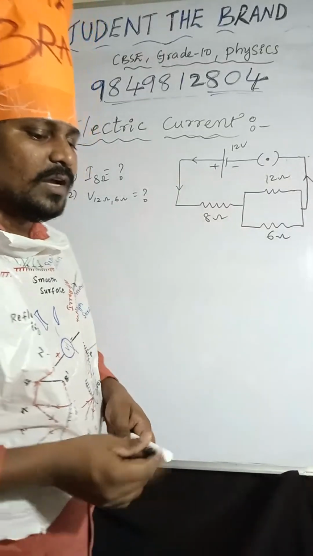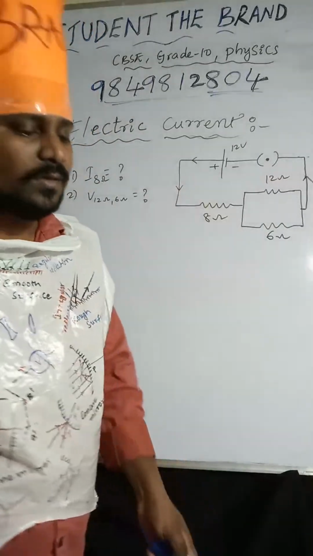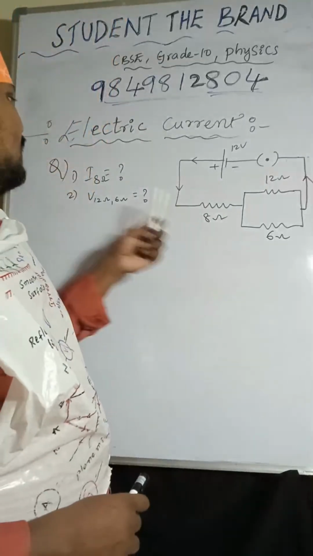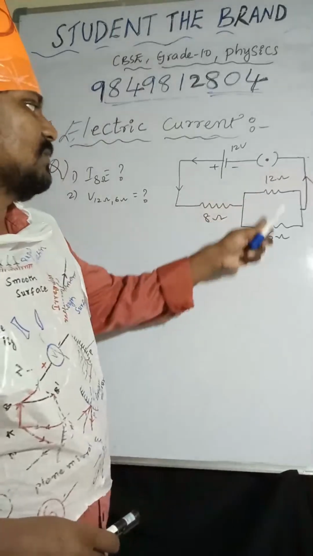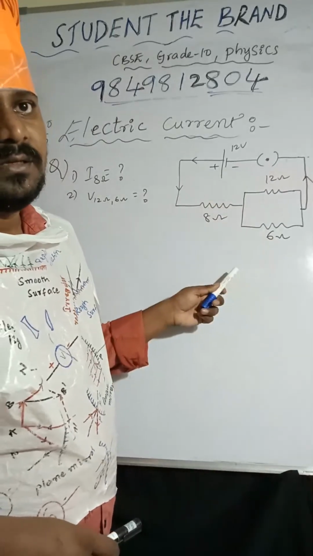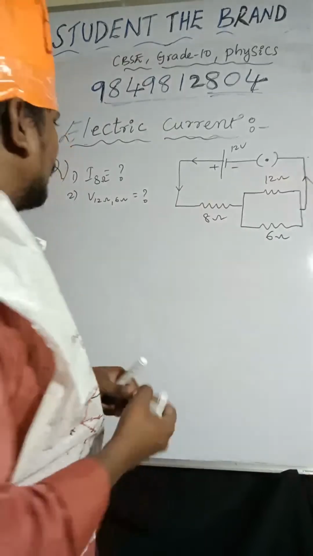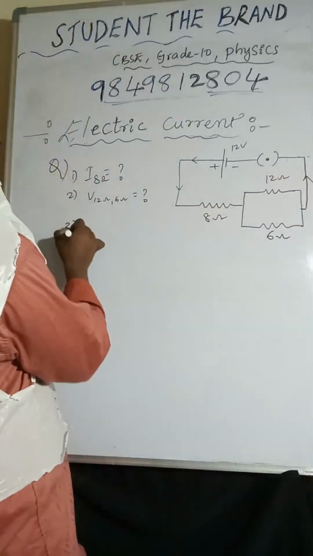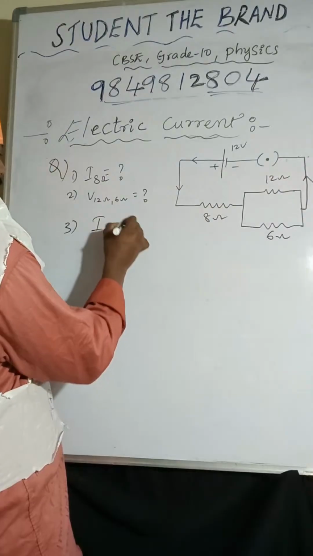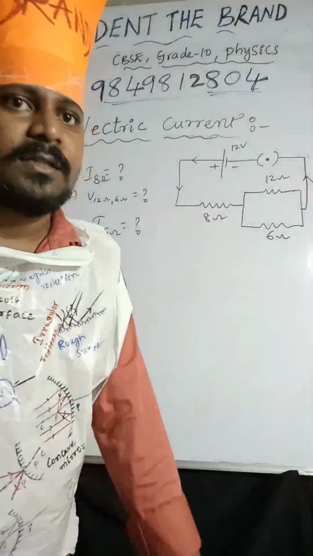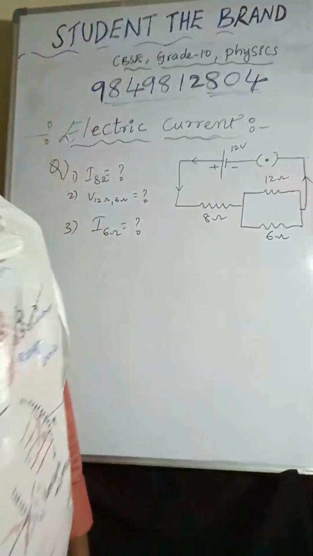So try to solve it and let me know the answer. Once again, current through the 8 ohm resistor, potential difference across 12 and 6. Later, we'll find out the current through the 6 ohm resistor. Third one is current through the 6 ohm resistor. Okay, chalo, start doing it. Once try to find out.